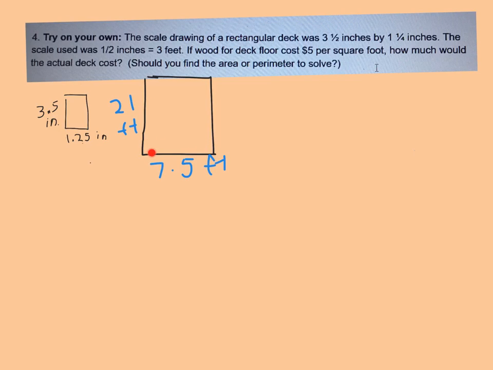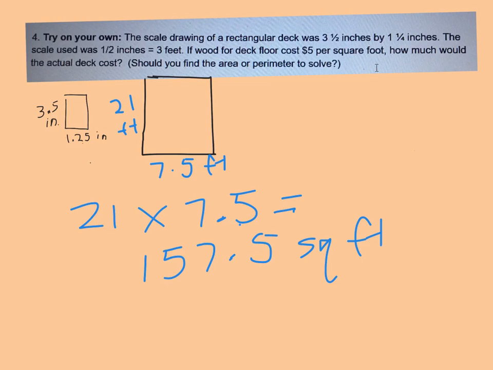So now I just have to figure out how much the deck floor would cost per square foot. So the floor would cover the deck, so I need to find the area. So area is length times width. So 21 times 7.5 would give me the area of 157.5 square feet.